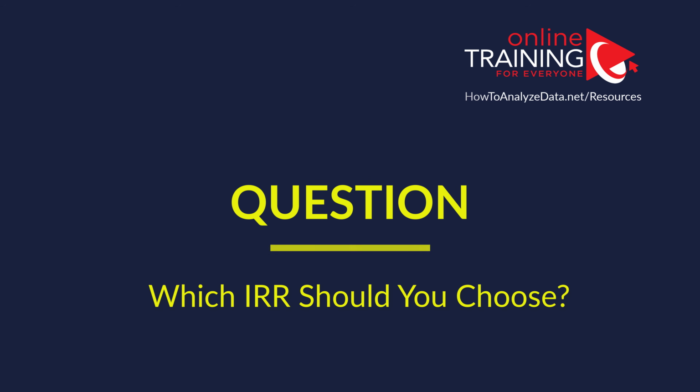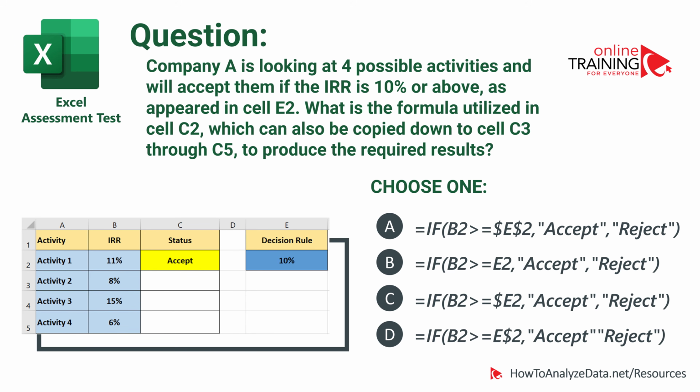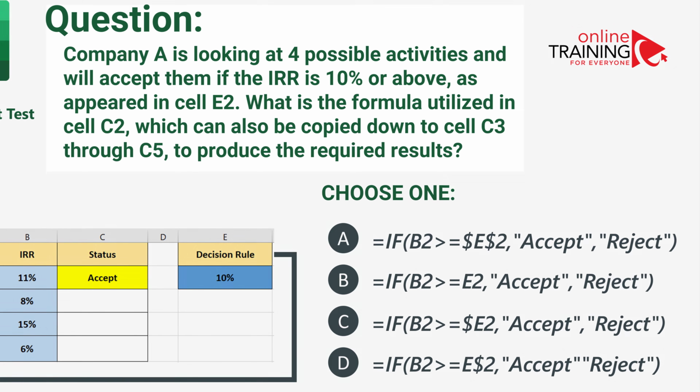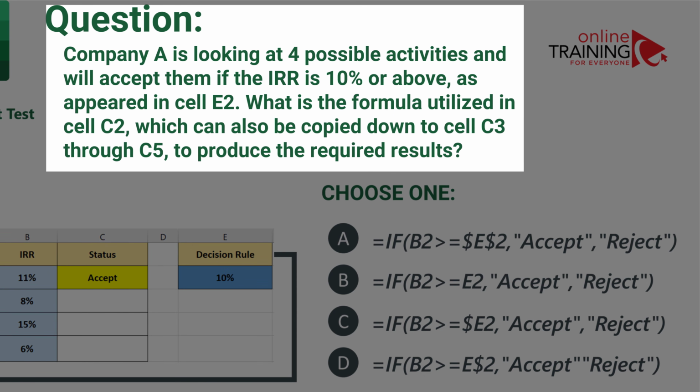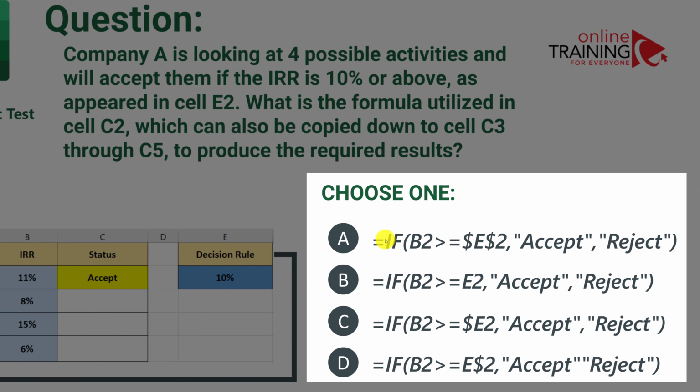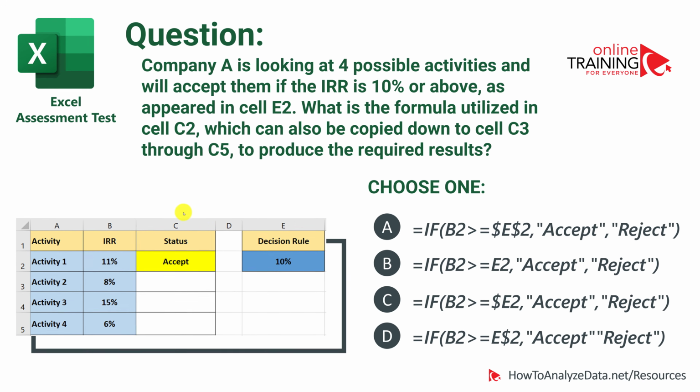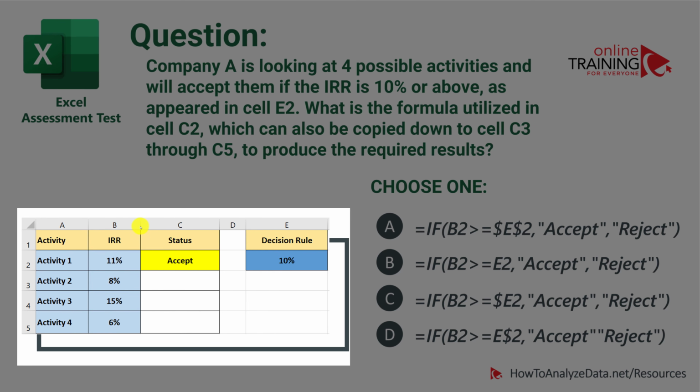Let's look at a tricky Excel assessment test question, which we frequently see as part of the tests. Company A is looking at 4 possible activities and will accept them if the IRR is 10% or above, as appears in cell E2. What is the formula utilized in cell C2, which can also be copied down to cells C3 through C5 to produce the required results? There are 4 choices here, all use the IF formula, and there is a table here which represents the activities. What do you think is the right answer?